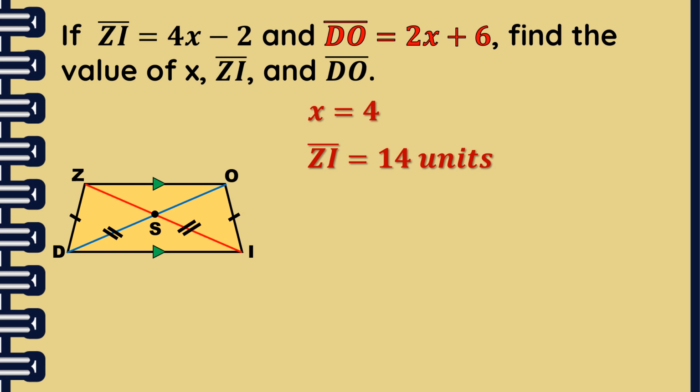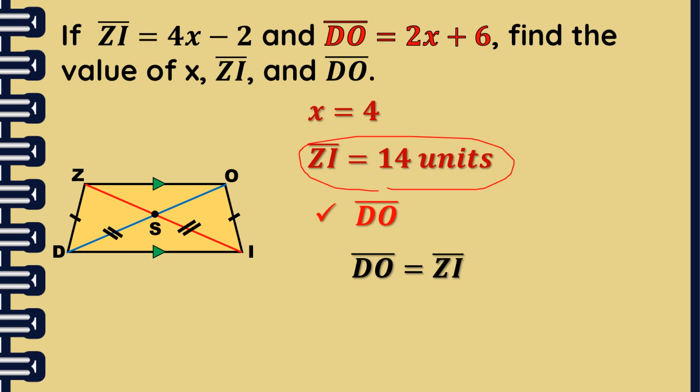We have said a while back that segment ZI is congruent to segment DO. We can then solve segment DO by equating it to the length of segment ZI. Since segment ZI is 14 units long, therefore, segment DO is also 14 units long.